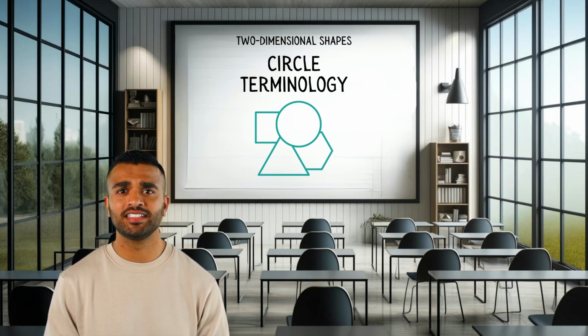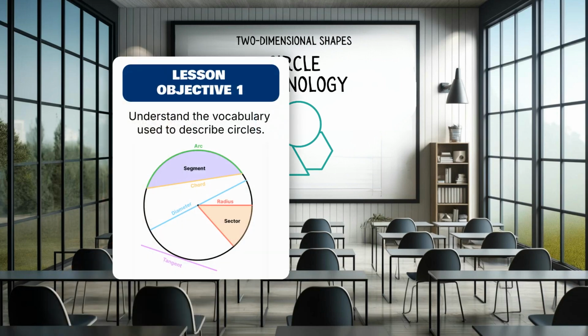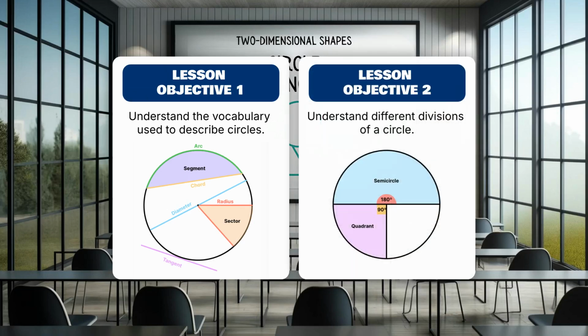The plan for today's lesson is as follows. First, we will discuss the special vocabulary unique to circles so that we can communicate precisely about their properties. Circles behave quite differently from polygons, so having the right terminology is essential. Second, we will then explore the particular divisions of a circle and the terminology we use to refer to these sections. Understanding this vocabulary is crucial.